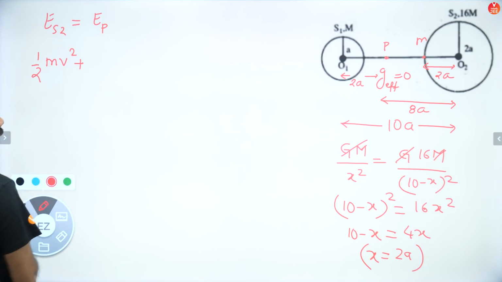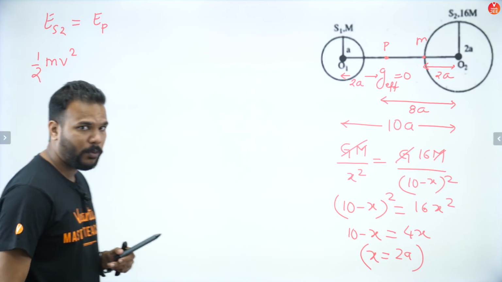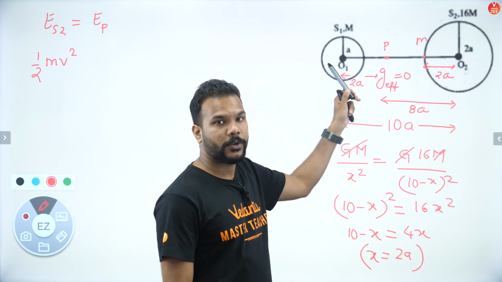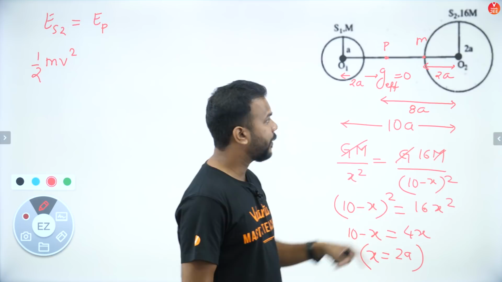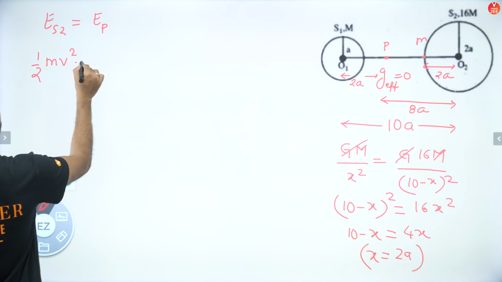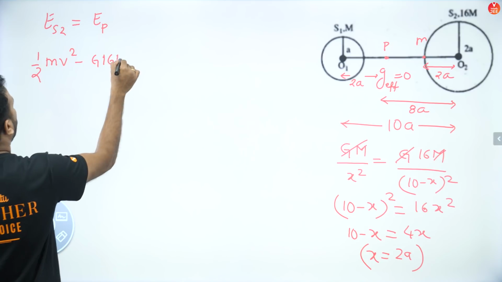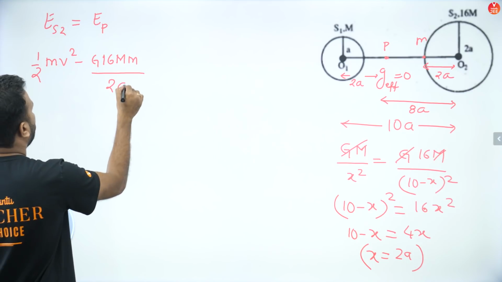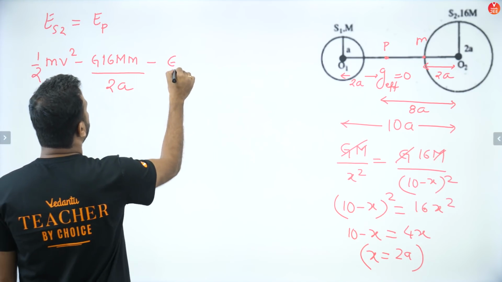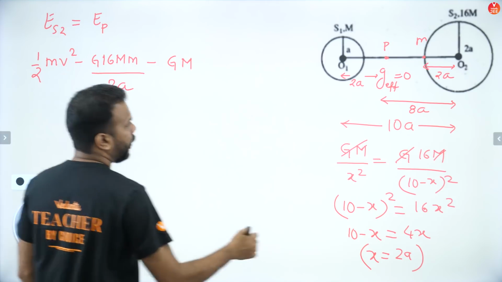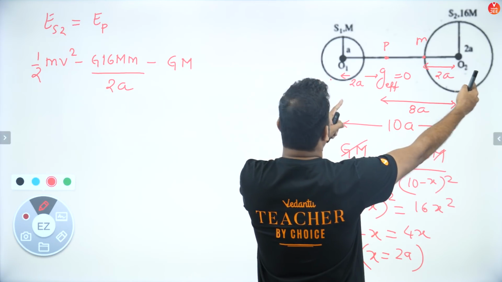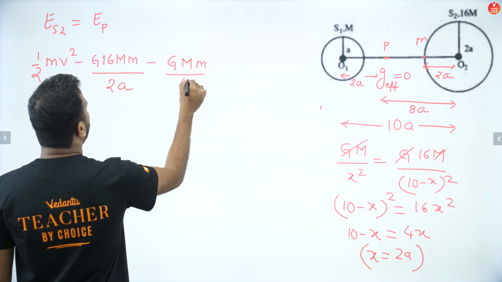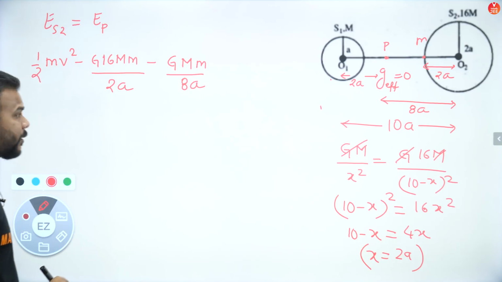So when you are writing the potential energy, guys, we know that the potential energy term is minus Gm1m2 by r. You will not only write its potential energy with the star S2, it is also going to store some potential energy with star S1. So we'll be writing both the terms here. So minus of G 16M small m divided by the distance between the star and the body, that is 2a, and minus of G capital M small m by 8a, since the total gap is 10a, separate 2a from that, so that is 8a. That is the initial energy of this system.